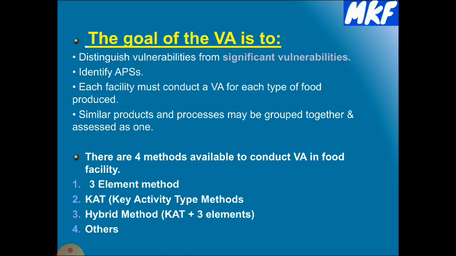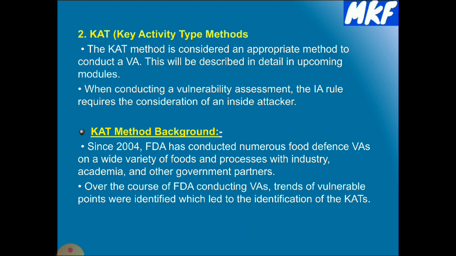The main goal of the vulnerability assessment is to determine, for each process step, whether the vulnerability is significant or not. If, while conducting the assessment, the vulnerability in that particular area is significant, or the potential is there, then that is called an actionable process step. The same way, the mitigation strategies and the key activity type vulnerability assessment method.